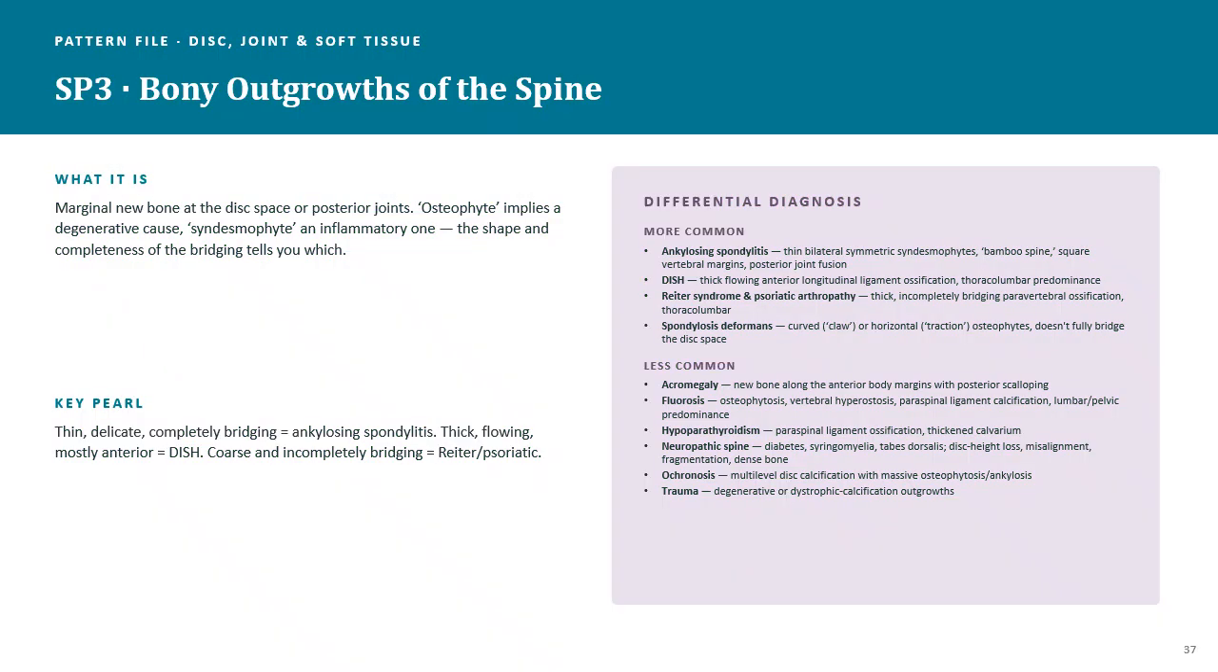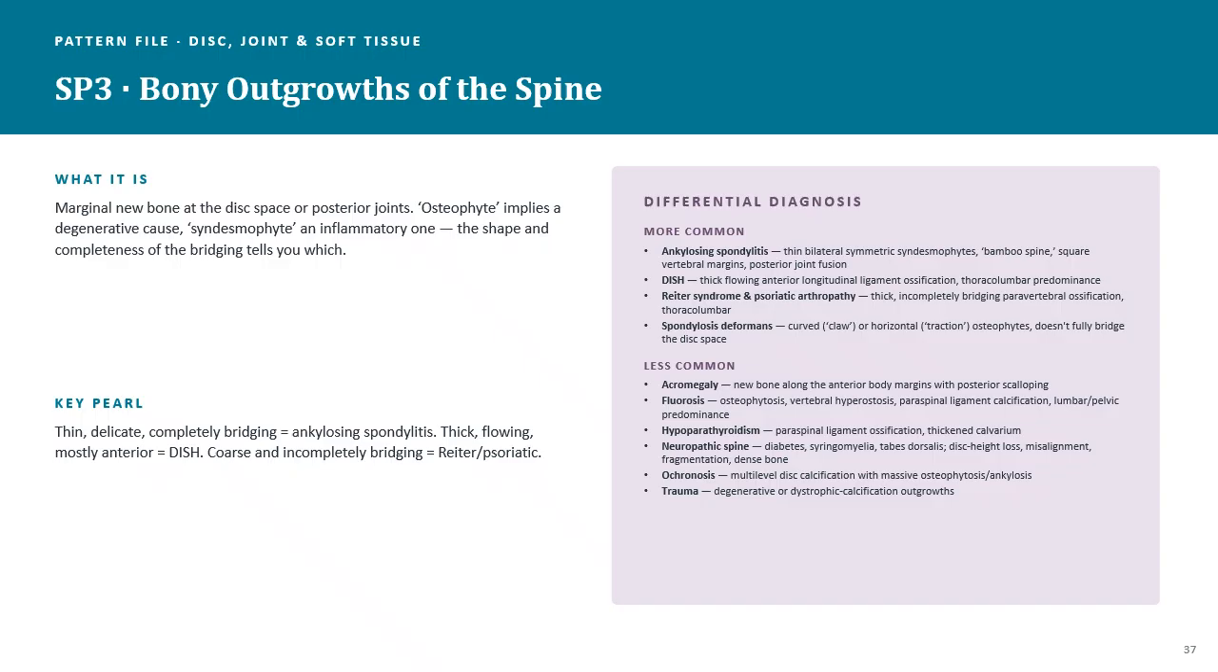When this bridge happens, especially if it happens at multiple levels, the patient's spine can start to develop or look like a bamboo spine, or have a bamboo spine appearance. Another thing to consider with these bony outgrowths is something called DISH, or diffuse idiopathic skeletal hyperostosis. All right, this looks a little bit different.